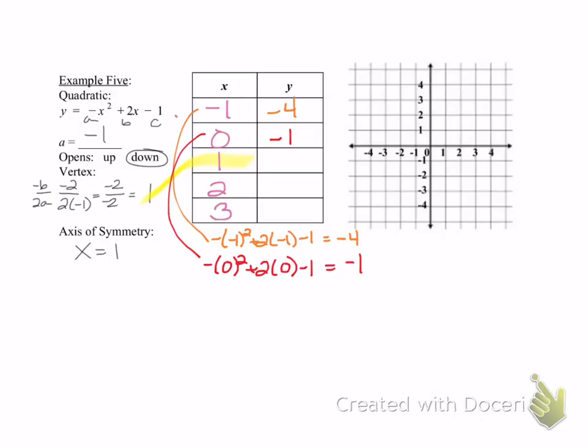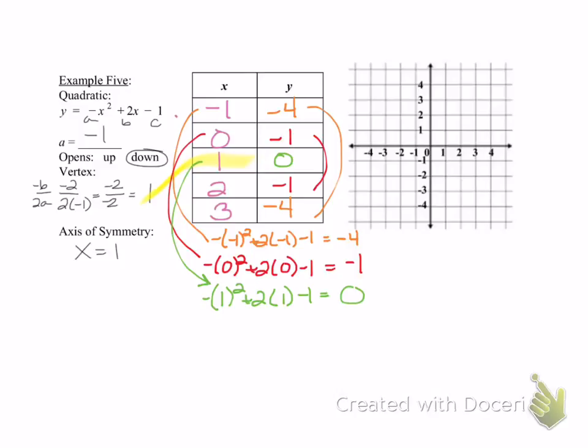Next thing we're doing is plugging in our x value for our vertex because we still have to find what our y value is. So I've got negative 1 squared plus 2 times 1 minus 1. When we plug that in, we get 0. So this is 0. Then lastly, remember that these two are the same. So this one's also negative 4. And I'll remind you that these two are also the same. So this is negative 1.